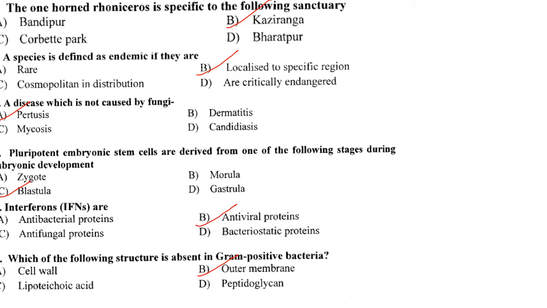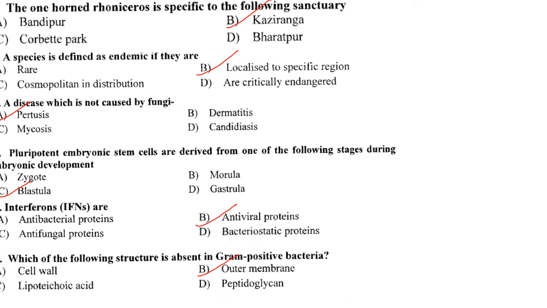The one-horned rhinoceros is specific to the following sanctuary, that is Kaziranga. Answer is option B. A species is defined as endemic if they are localized to specific region. Answer is option B. A disease which is not caused by fungus is pertussis. It is caused by Bordetella pertussis. It is a bacterium. So answer is option A.